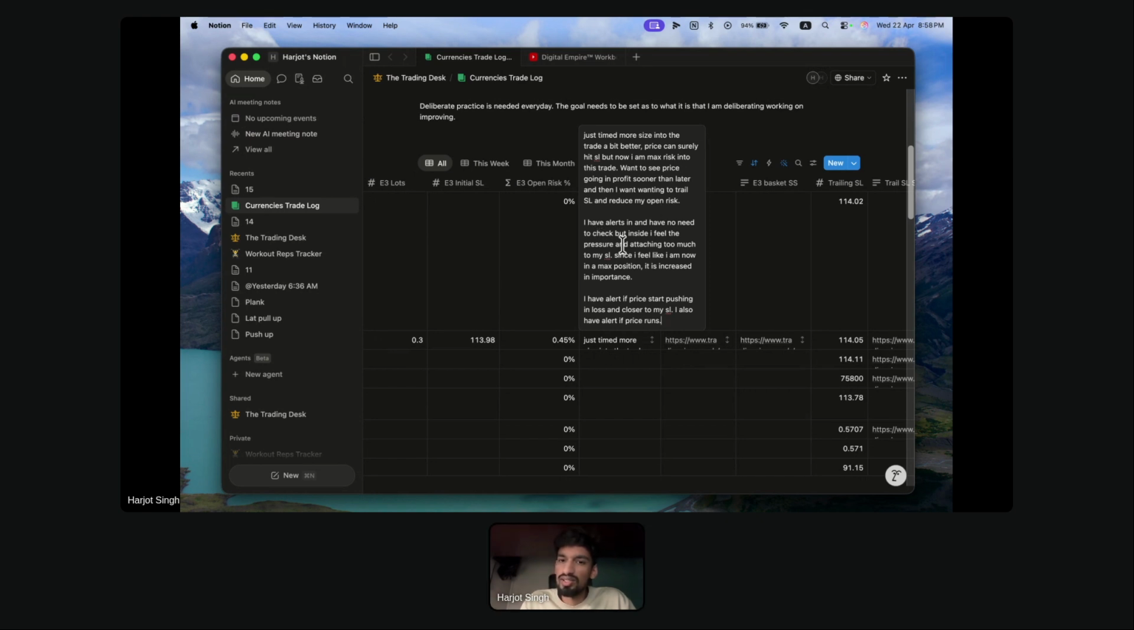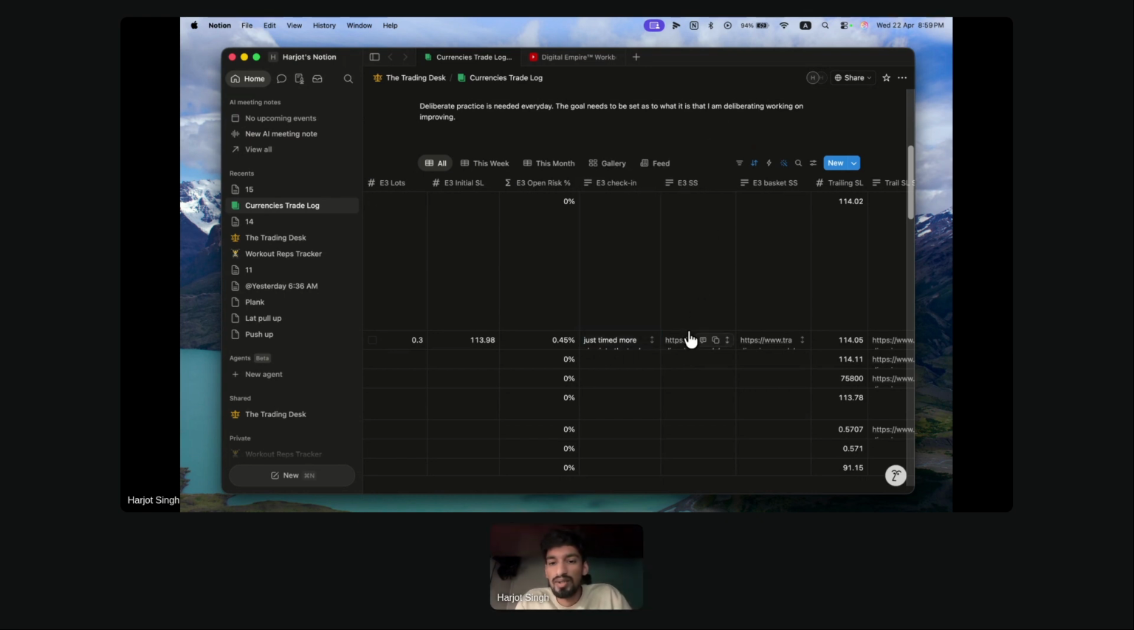I have alerts in and I have no need to check, but inside I feel the pressure of attaching too much to my SL. Since I feel like I am now in a max position, it has increased in importance. I have an alert if price starts pushing into loss and closer to my SL, and also an alert if price runs. I was definitely feeling pressure here.